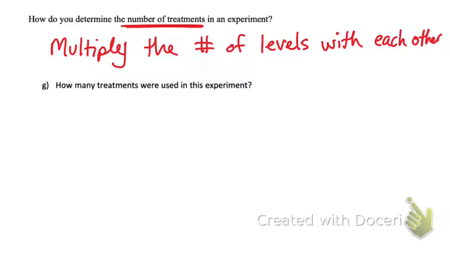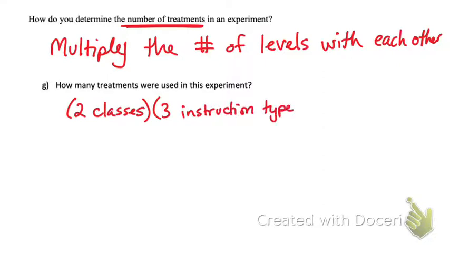But because I put people into class and then I break them into 3 different groups each, now how many treatments are there? There's 2 classes times 3 instruction types. And again, I apologize that there's math, but here it is. How many different treatments are there? 6 treatments. So 3 times 2.